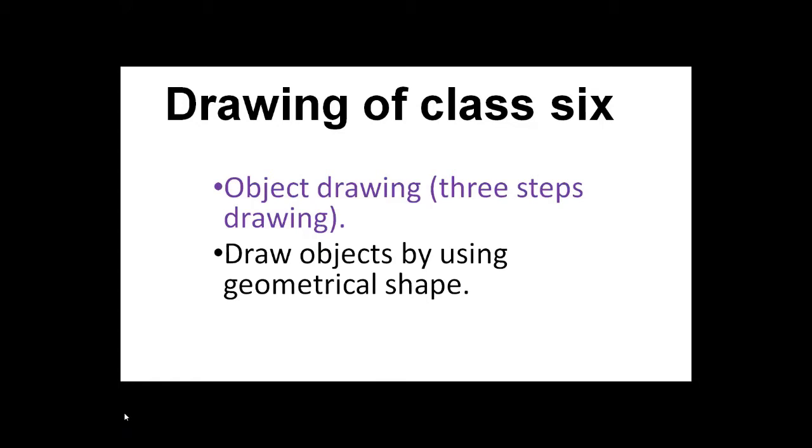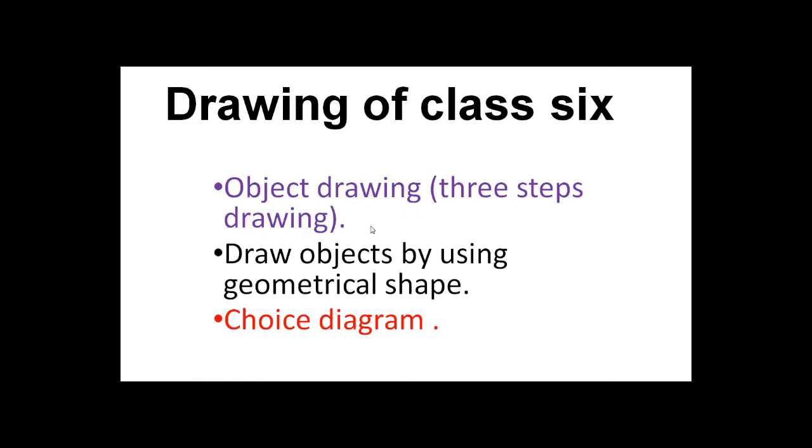So today we will draw an object drawing. In object drawing, we will draw a three-step diagram, and then draw the object by using geometrical shapes. We use three geometrical shapes: oval, rectangle and square. Okay, and one more diagram we will draw here, a choice diagram. Okay, this is very important. We draw three-step diagrams and one choice diagram, and these three-step diagrams we will draw step by step.